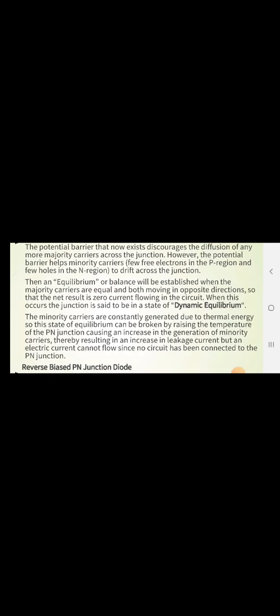The potential barrier that now exists discourages the diffusion of any more majority carriers across the junction. The potential barrier helps minority carriers, few free electrons in the P region and few holes in the N region, to drift across the junction. Then an equilibrium or balance will be established when the minority carriers are equal and both moving in opposite directions, so that the net result is zero current flowing in the circuit. When this occurs, the junction is said to be in a state of dynamic equilibrium.